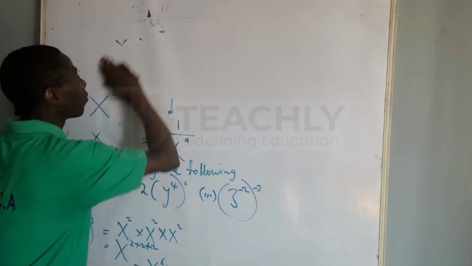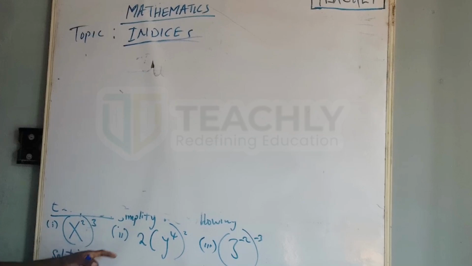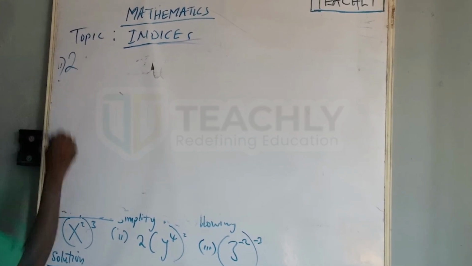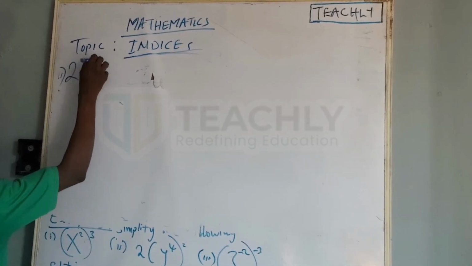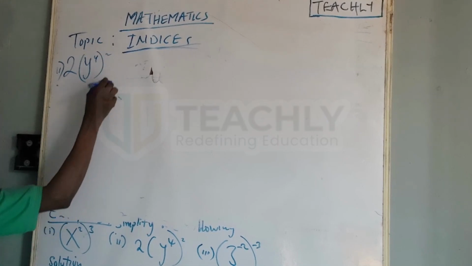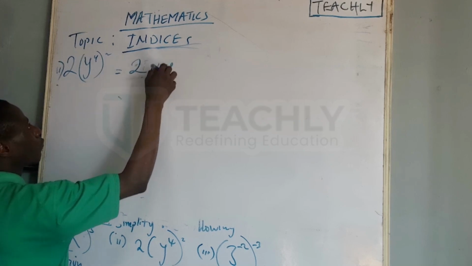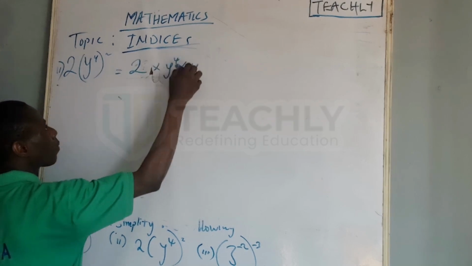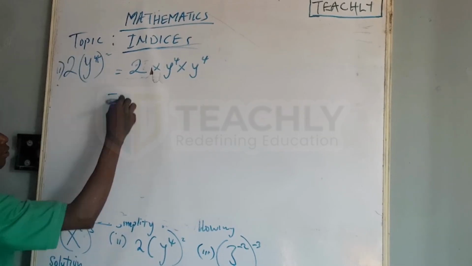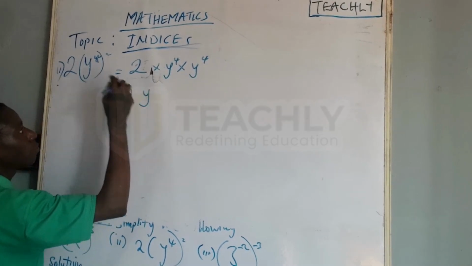Let's look at the second one. You have 2 into y raised to the power 4, bracket 2. So it can be expressed as 2 times y raised to the power 4 times another y raised to the power 4, because of y raised to the power 4 squared. Then for this y and y, you pick one, that's y.